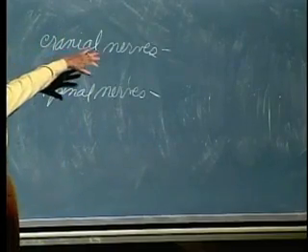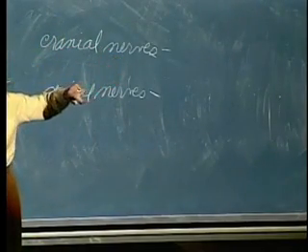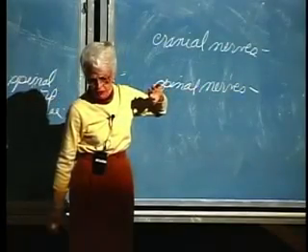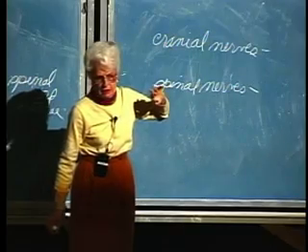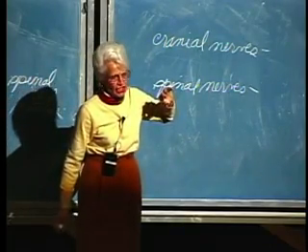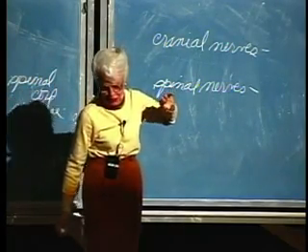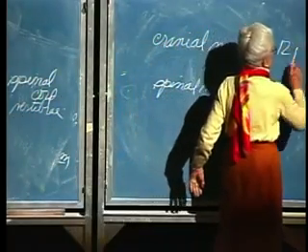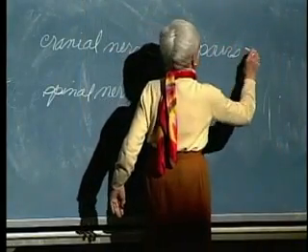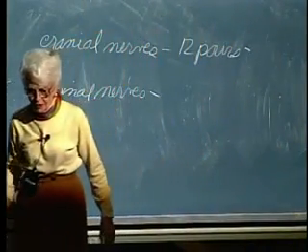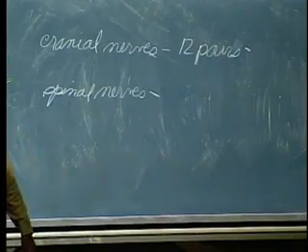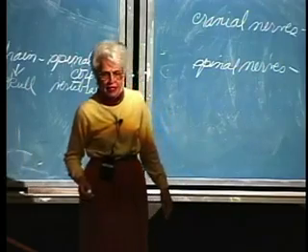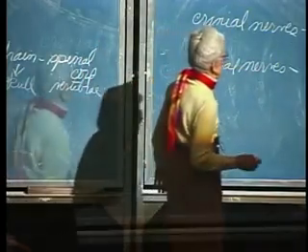How many cranial nerves do you have? You only have 12? Only 12? 12 pairs of cranial nerves, right? You have to be specific. How many spinal nerves do you have? Never counted them? Well, good guess, but not quite. 31 pairs of spinal nerves.